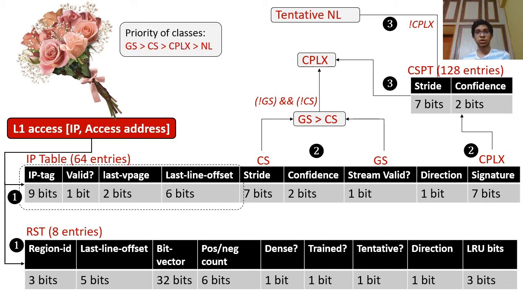Hence, the priority of the classes is GS, CS, CPLX, and then NL. The default prefetch degree at L1 is 6 for GS class and 3 for the CS and CPLX classes. The degree is controlled through a throttling mechanism. Let's see how it is implemented.